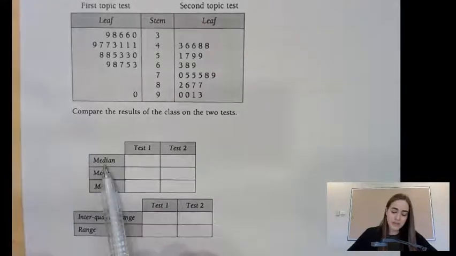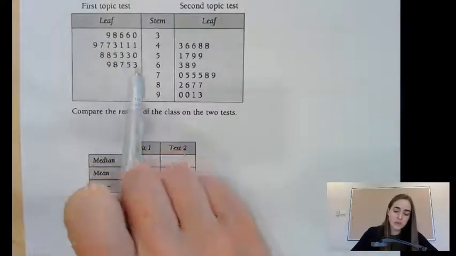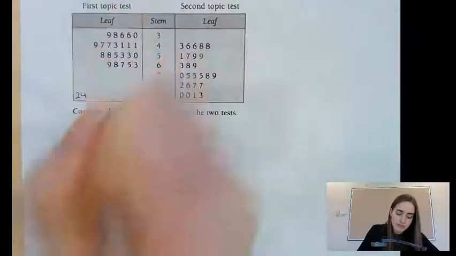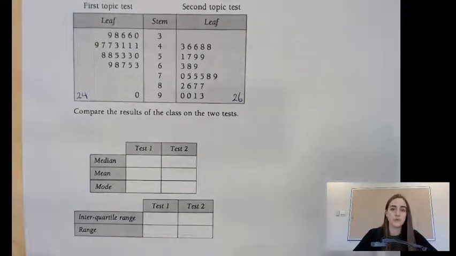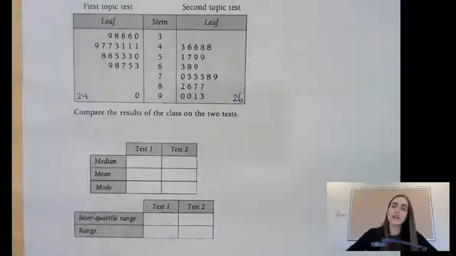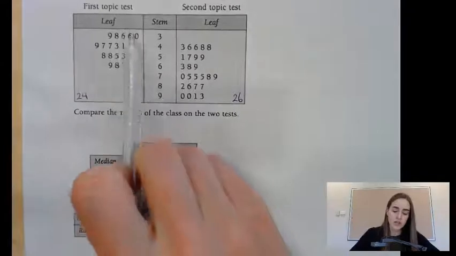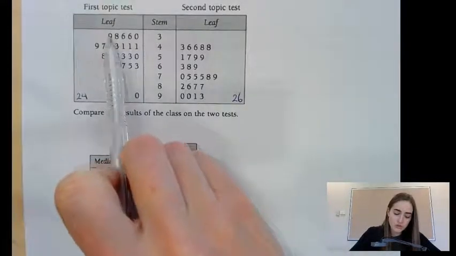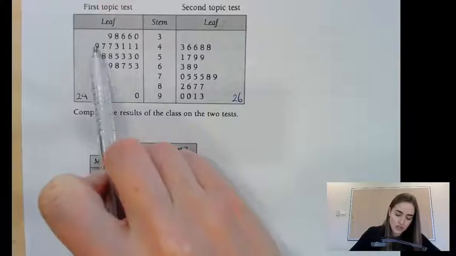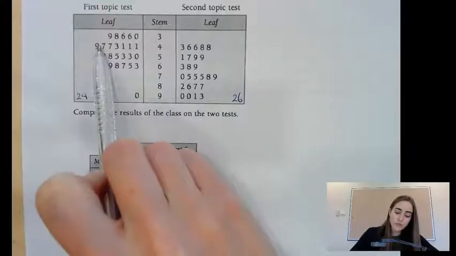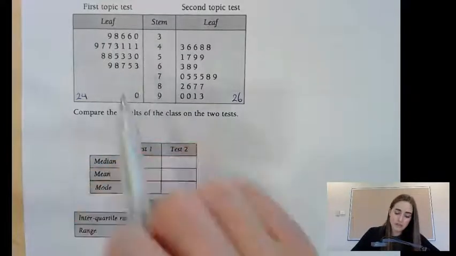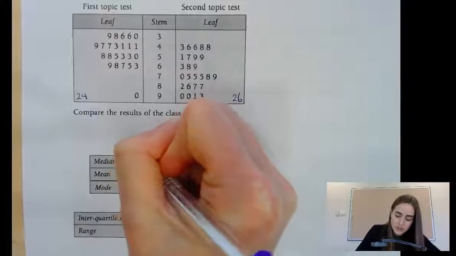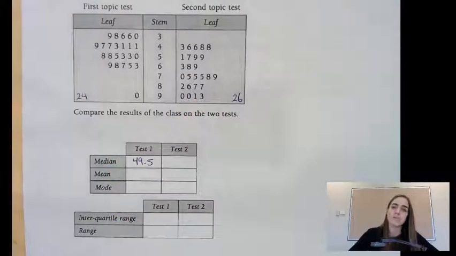So to find the median, the first thing we need to know is if we count up all the leaves, there are 24 scores in test 1 and there are 26 scores in test 2. So if we split that 24 straight down the middle, we're going to have 12 scores below the median and 12 scores above. So if I count up, I'm going to have 1, 2, 3, 4, 5, 6, 7, 8, 9, 10, 11, 12. So my 12th score is 49 and my 13th score is 50. So halfway between 49 and 50 will give me my median of 49.5 for test 1.